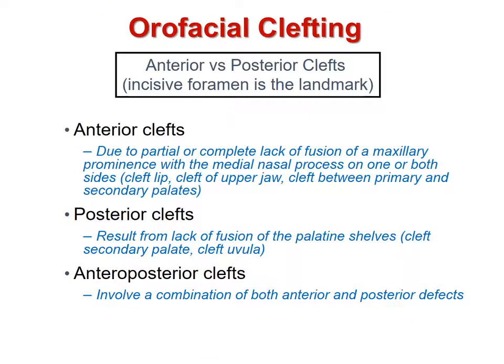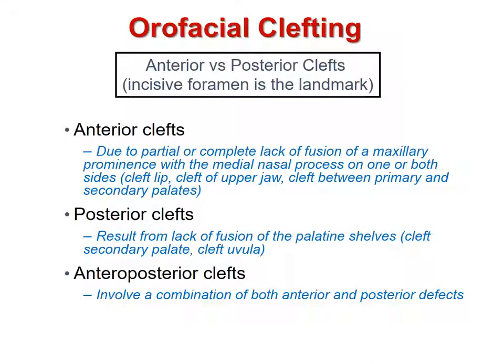We end this video presentation with a brief discussion of orofacial clefting that can occur when there is failure of fusion or merging of tissues near the center of the face. Orofacial clefts are some of the most common birth defects in the U.S. These are often classified as anterior or posterior clefts using the incisive foramen as the landmark.